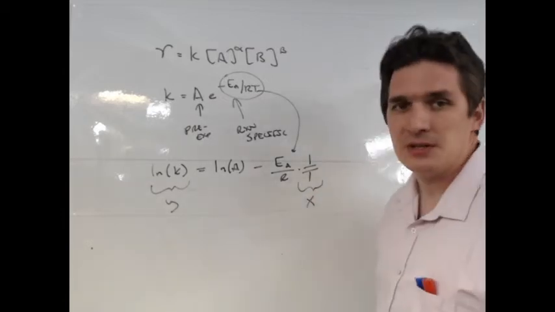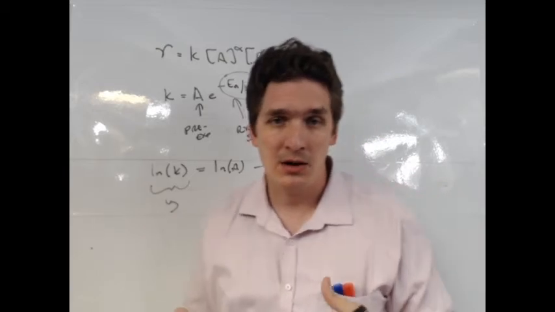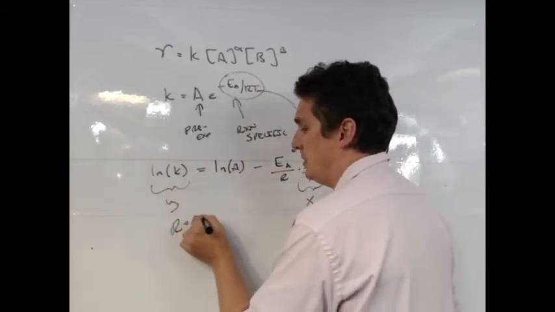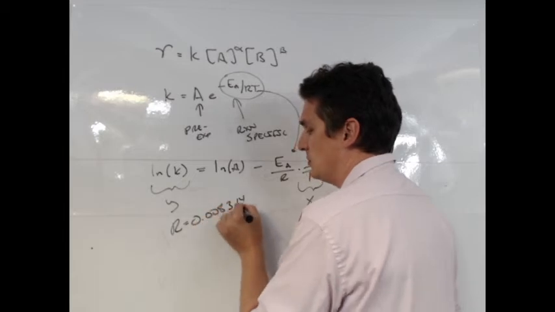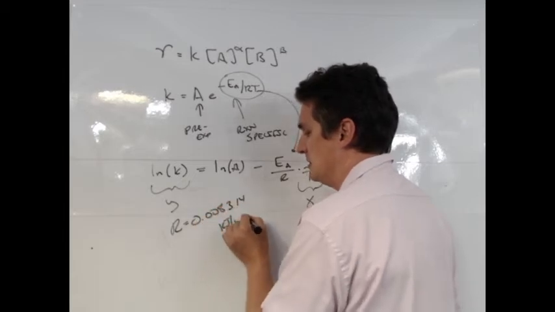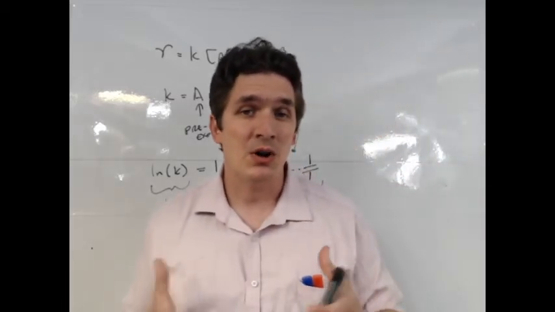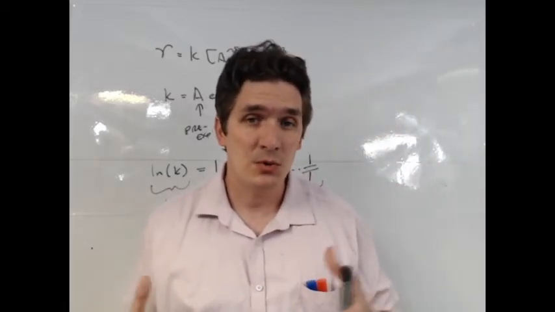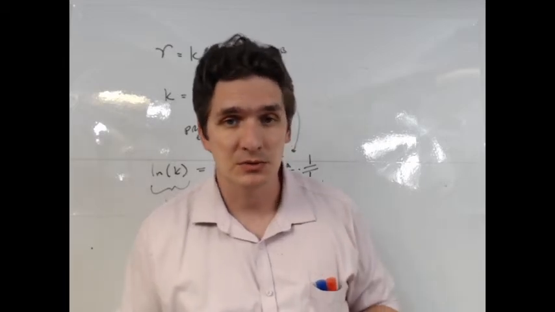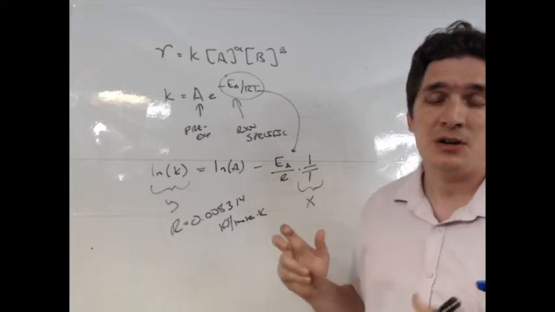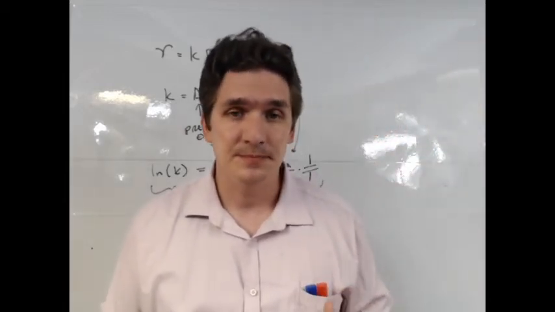Now, a few comments on this. R here is the ideal gas constant, and we're going to focus on R being 0.008314 kilojoules per mole Kelvin. We report in kilojoules because that's how all thermodynamic parameters are reported. They're so big that we practically have to work with kilojoules. Now, because R is in per mole Kelvin, temperature here also has to be in Kelvin.